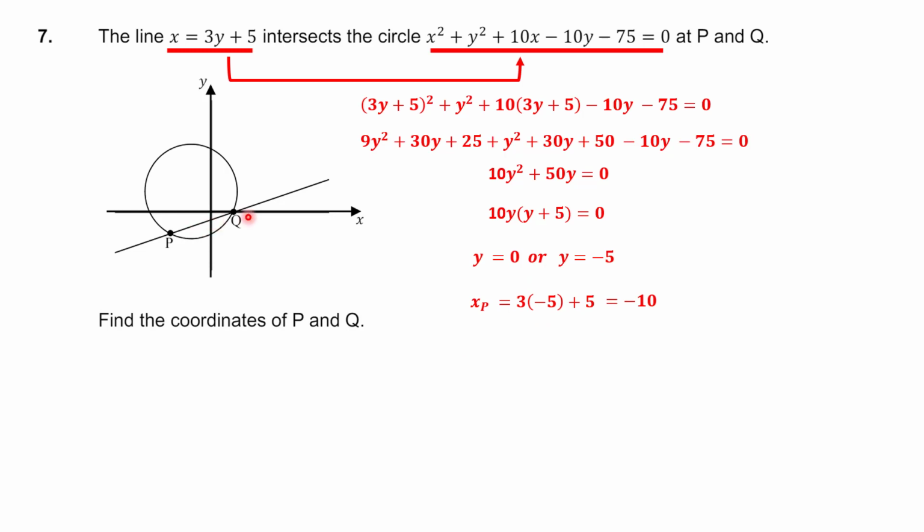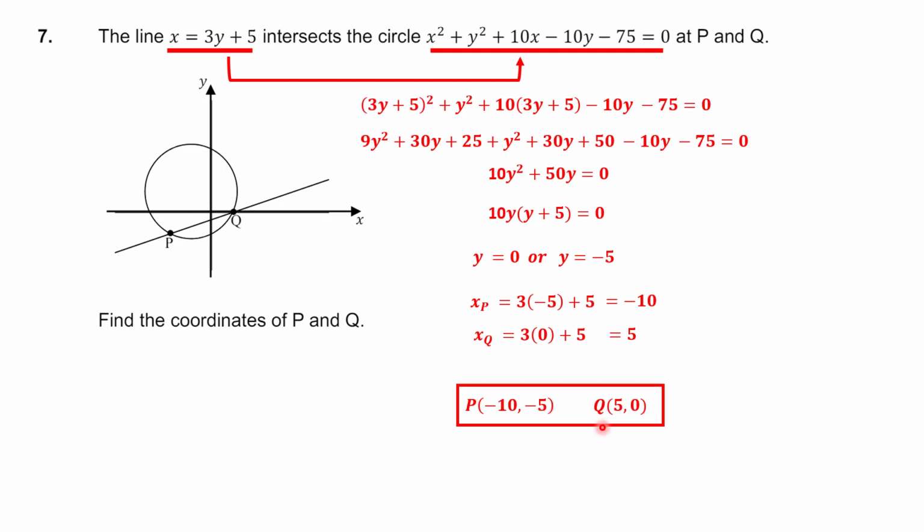So the next one is Q. The x-coordinate for Q is going to be putting in the 0, because obviously the y-coordinate here is 0. Put it into there as 0, so that's going to be xq equals 5. We've now got the 2 points. P is -10, -5, and Q is 5, 0. Okay, next question.